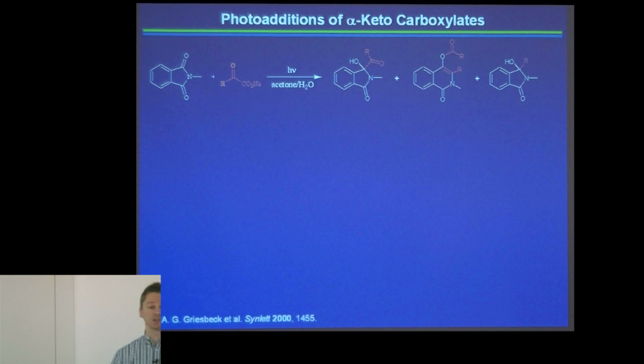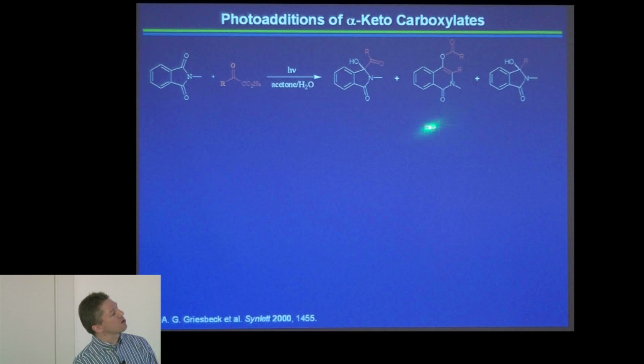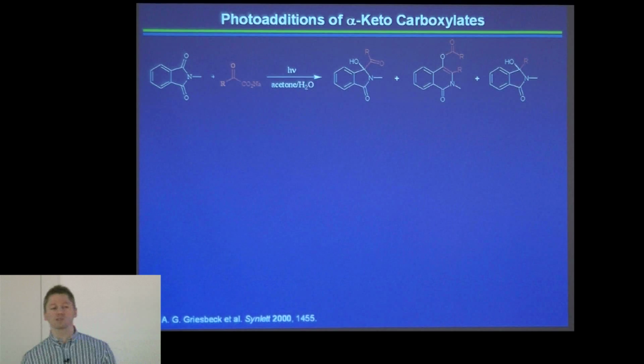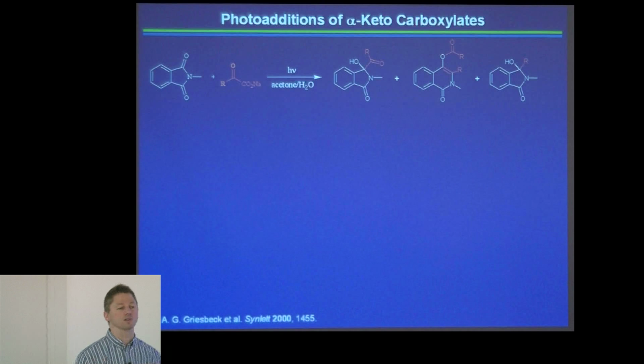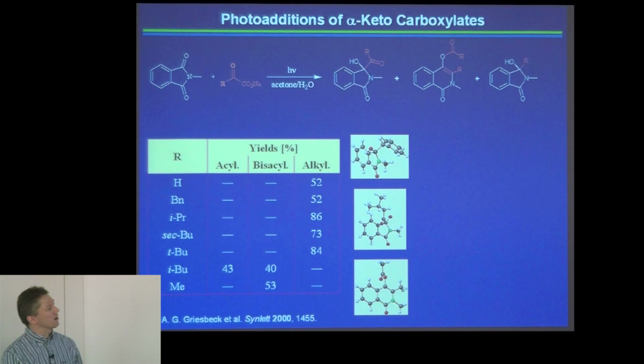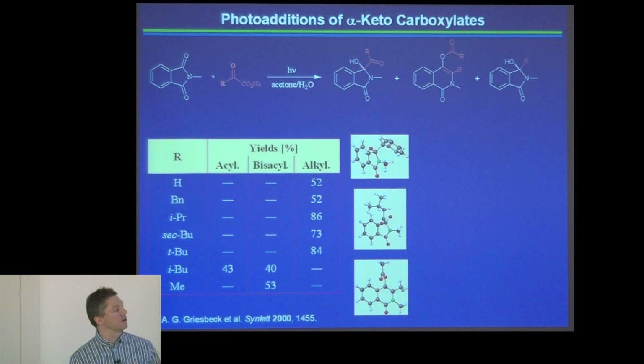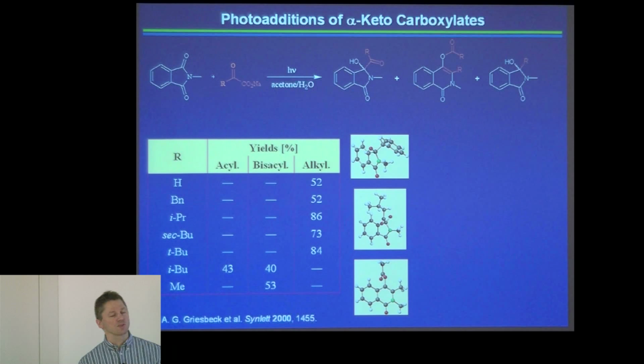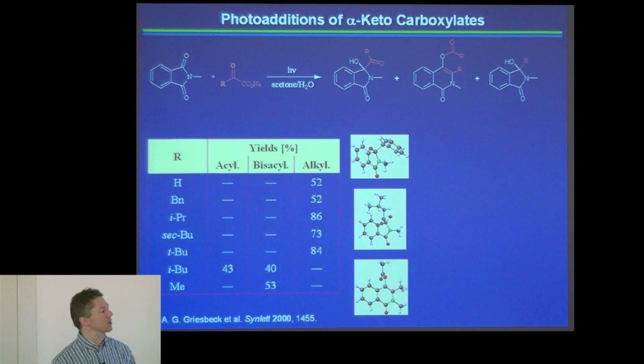However, when I did the reaction, depending on the R group, I also got this strange thing, and I got this alkylated product. So obviously, to get here, I have lost not only carbon dioxide, I also lost a molecule of carbon monoxide. And these are the yields for a range of compounds. This is hydrogen, so the benzyl, isopropyl, secondary butyl, tert-butyl, isobutyl, and methyl. And alkylation occurred for all of these, so loss of carbon dioxide and carbon monoxide.